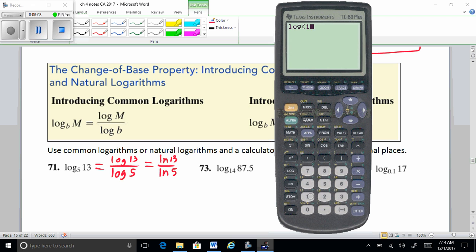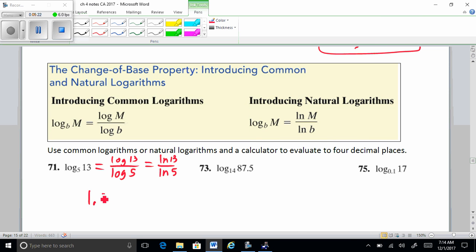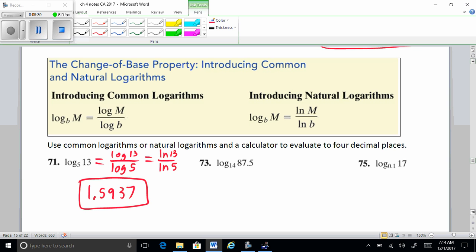So here, I'm doing log. Log of 13, close the parentheses, divided by log of 5, and press enter. I get, I think it said 4 decimal places, 1.5937.